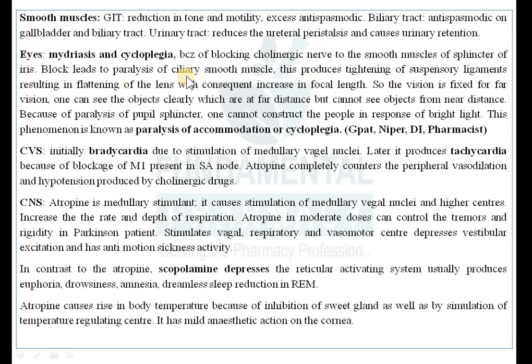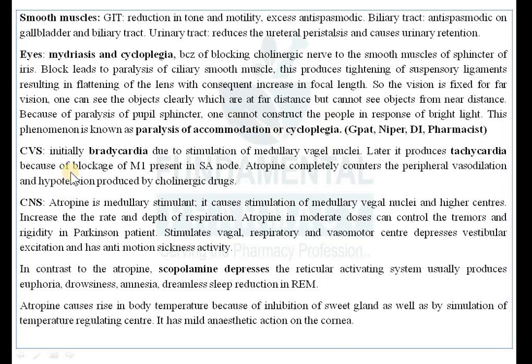Block leads to paralysis of ciliary smooth muscle, and this produces tightening of the suspensory ligament, resulting in flattening of the lens with consequent increase in the focal length. So the vision is fixed for far vision. One can see objects clearly at a far distance, but cannot see objects at a near distance. That is known as cycloplegia. Because of paralysis of the pupil sphincter, one cannot constrict the pupil in response to bright light. This is known as paralysis of accommodation or cycloplegia.